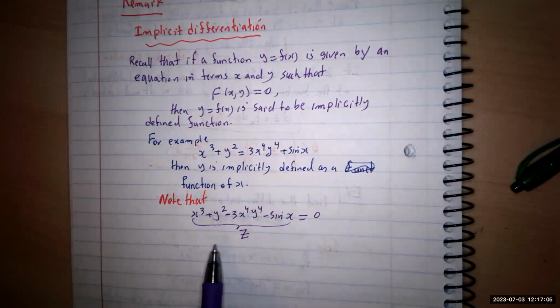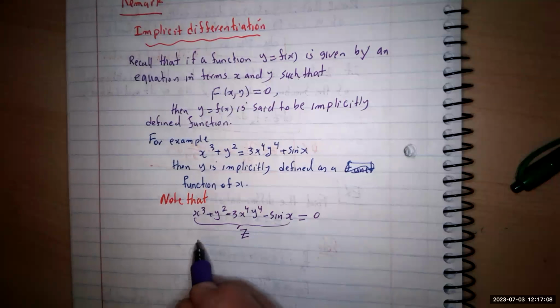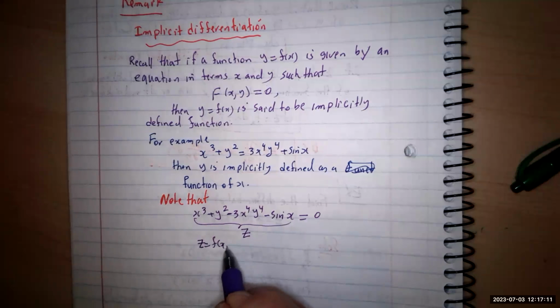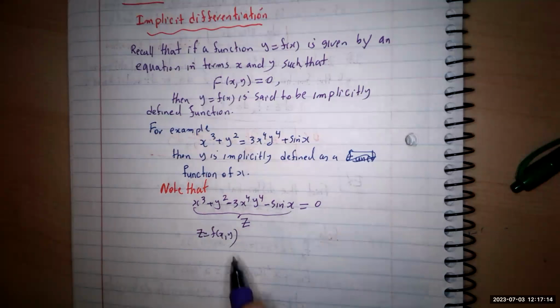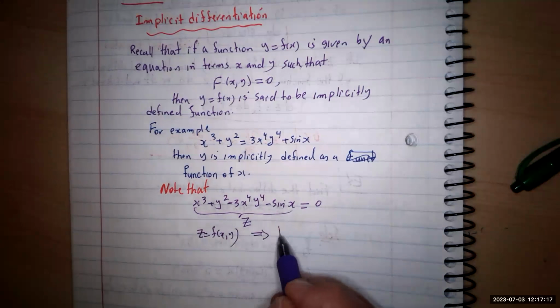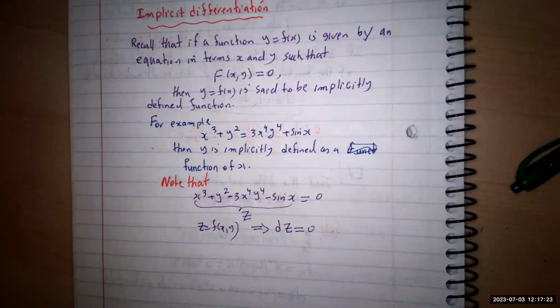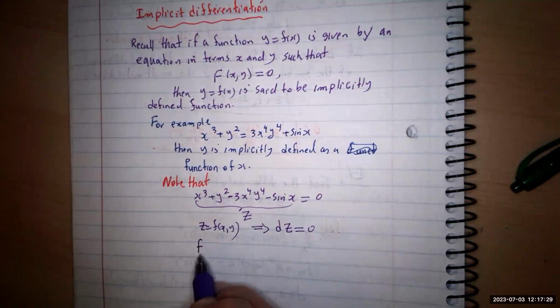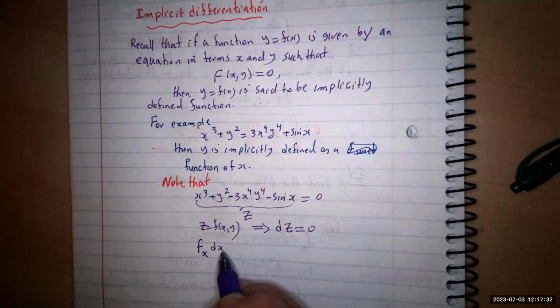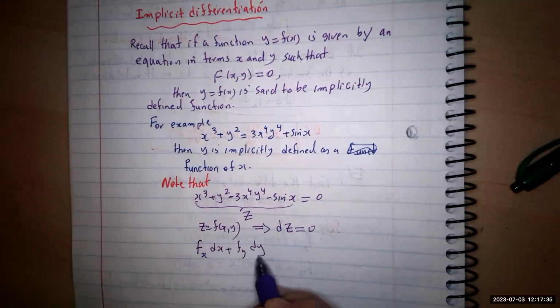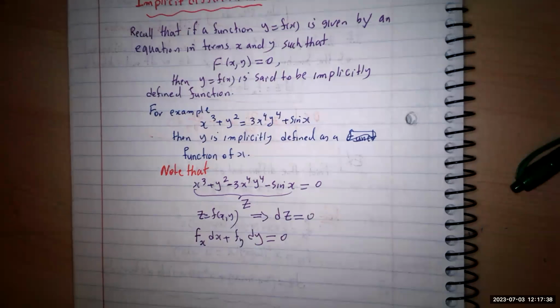So we have z equal to f of x comma y. Since it's equal to 0, if you find the differential of z, it would be 0. But what is the differential of z? Remember, the differential of z is the partial derivative f_x dx plus f_y dy, equal to 0 now. Because dz is the differential of z. So just solve for, we are interested in y prime.